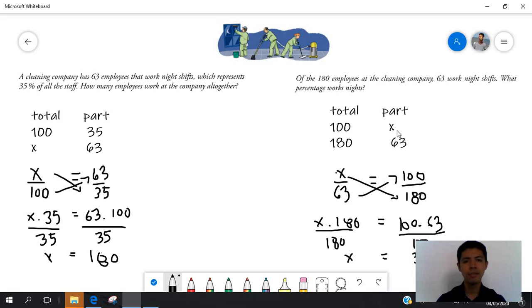As you see, it's the same situation, but what was required to calculate was different in each case.